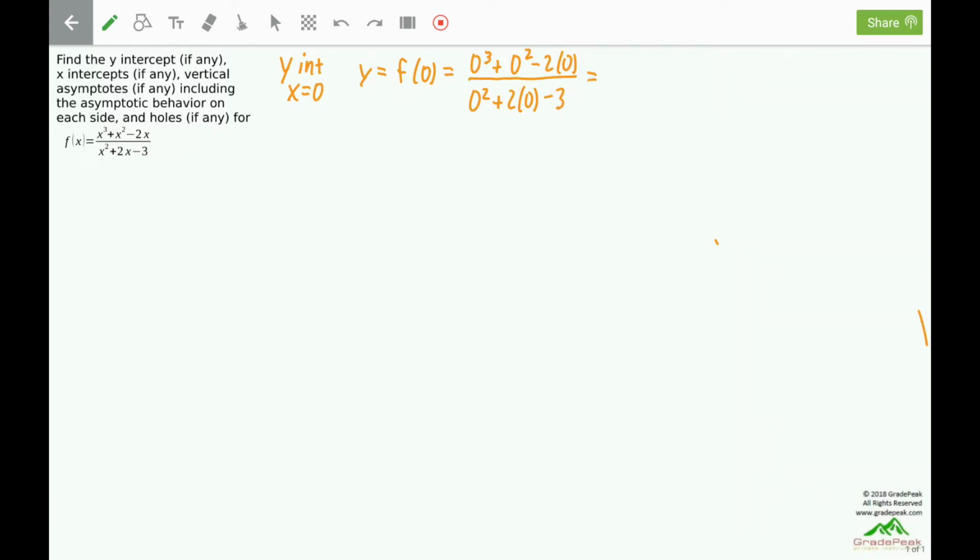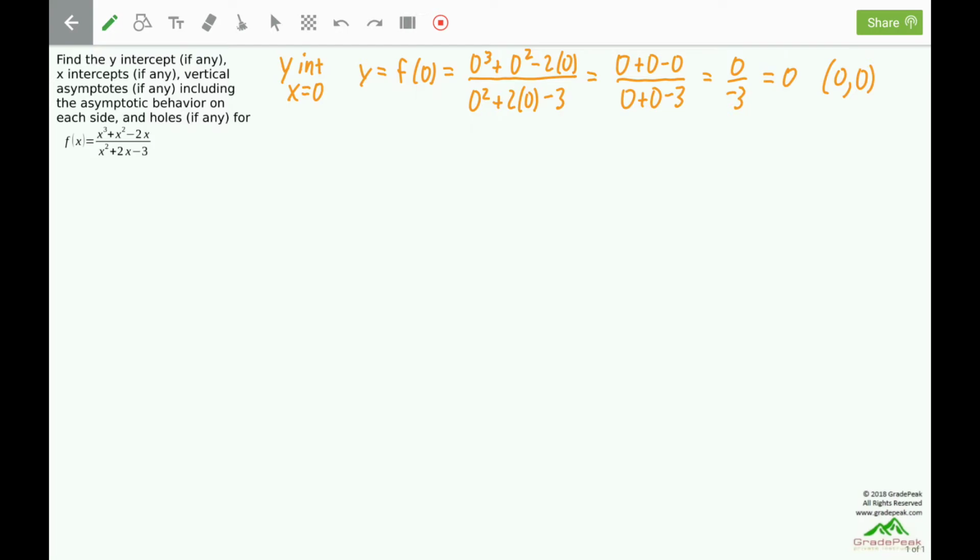0 cubed is 0 plus 0 squared is 0 minus 2 times 0 is minus 0, divided by 0 squared is 0 plus 2 times 0 is 0 minus 3. 0 plus 0 minus 0 is 0. 0 plus 0 minus 3 is a negative 3. 0 divided by any non-zero number equals 0. The x-coordinate was 0. The corresponding y-coordinate was found to be 0. And so the y-intercept will be 0, 0, the origin.